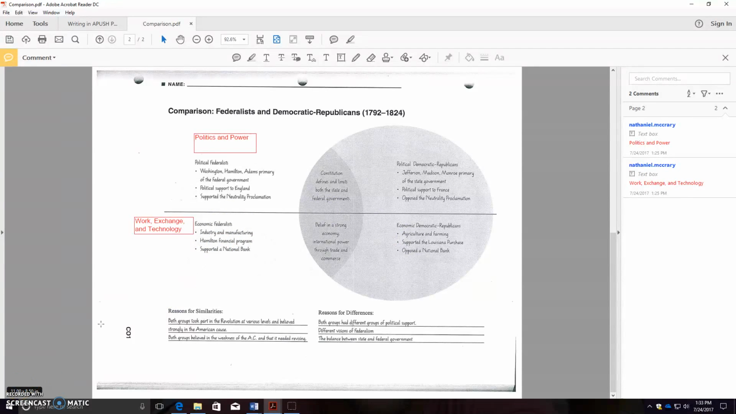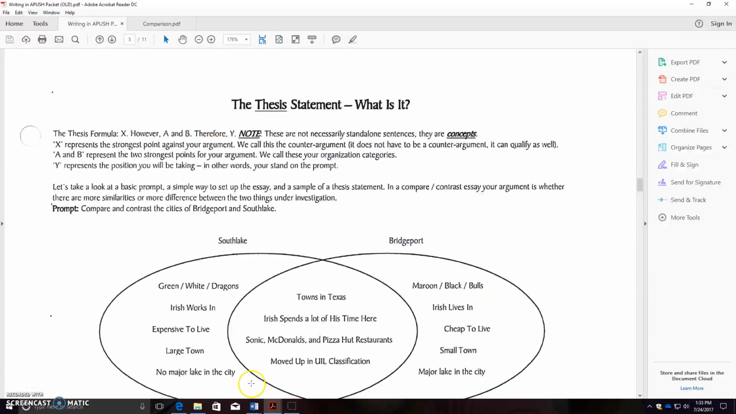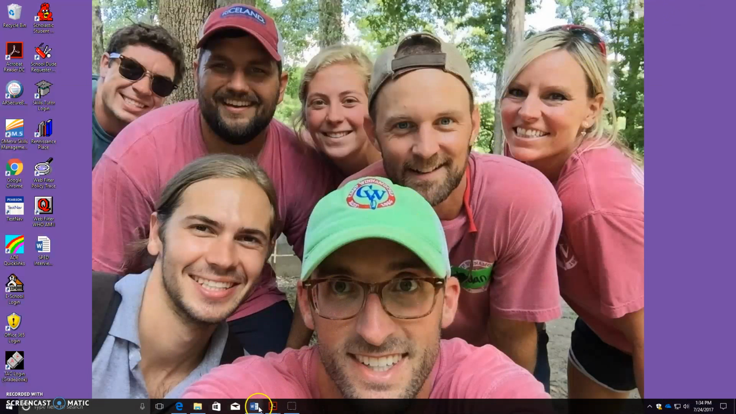Now that we have our graphic organizer filled out, it is time to switch over to focusing on writing our thesis. Remember, our formula is X, however, A and B, therefore Y. Your X represents the strongest point against your argument, or basically your counter argument. A and B represent your two strongest points that you will be arguing in favor of, and Y just clarifies your position.